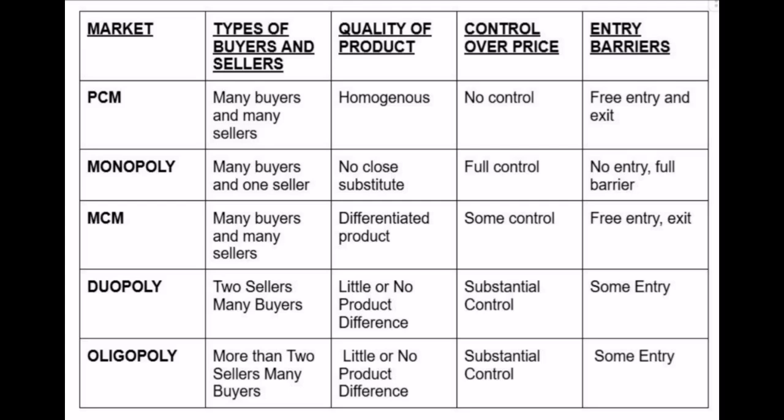About oligopoly, of course more than two sellers, because it is not duopoly. And about quality of product, controllable price and entry barriers, they are as usual as duopoly.